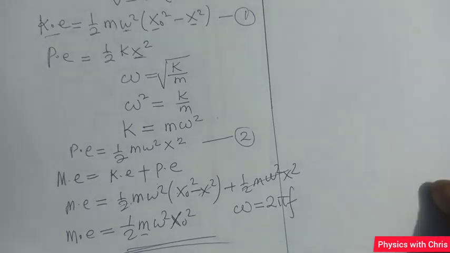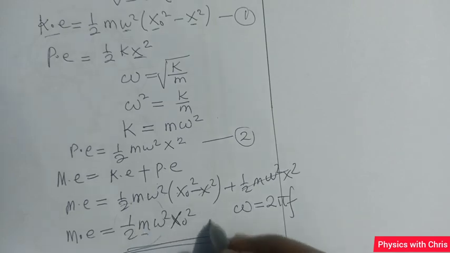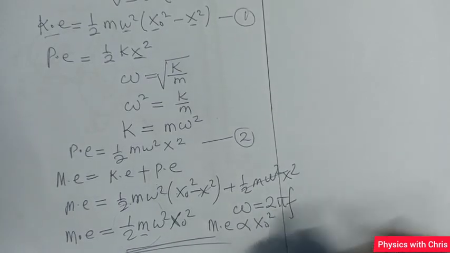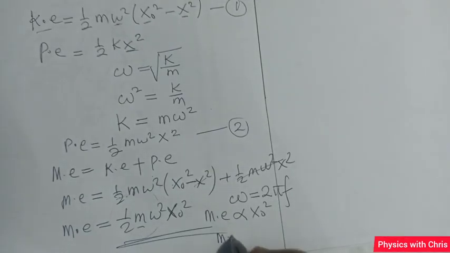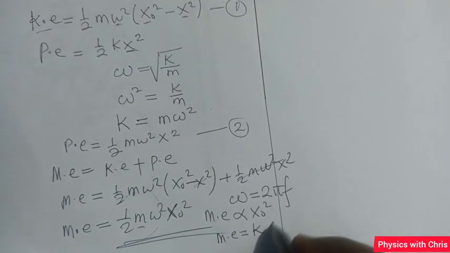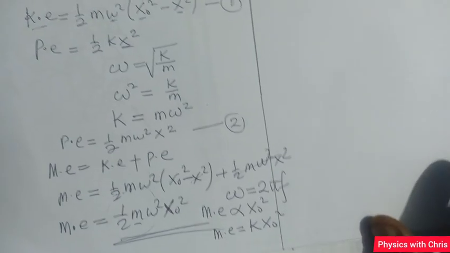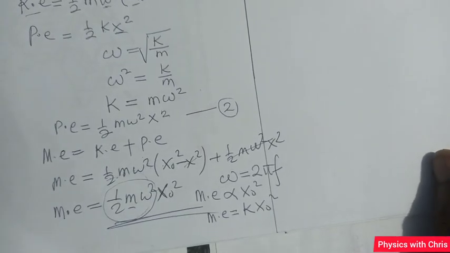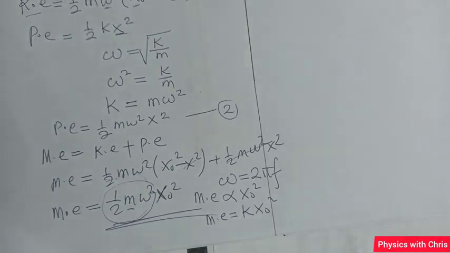And that shows clearly that if I keep all of this constant, the total energy ME is directly proportional to the square of the amplitude, meaning that the total energy ME is equal to K multiplied by x naught squared, where everything else here is my constant K. That gives the variation of the total energy with the amplitude of oscillation.